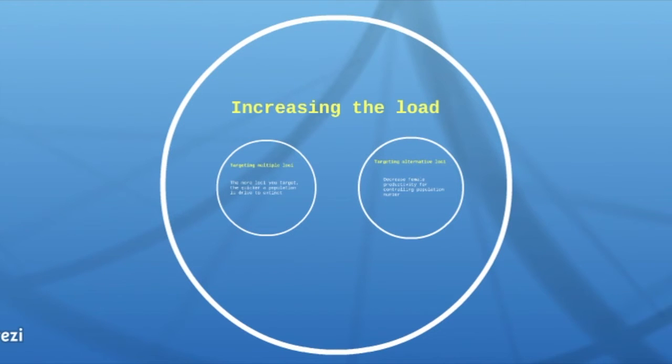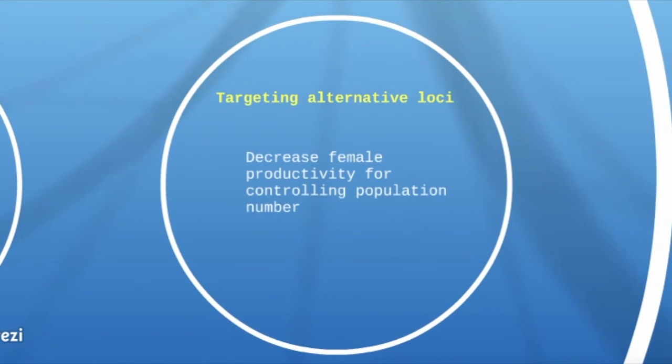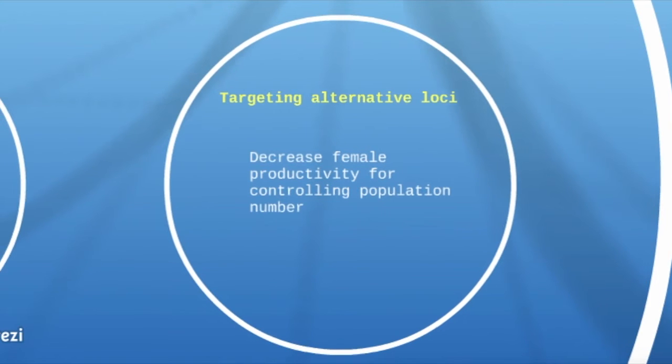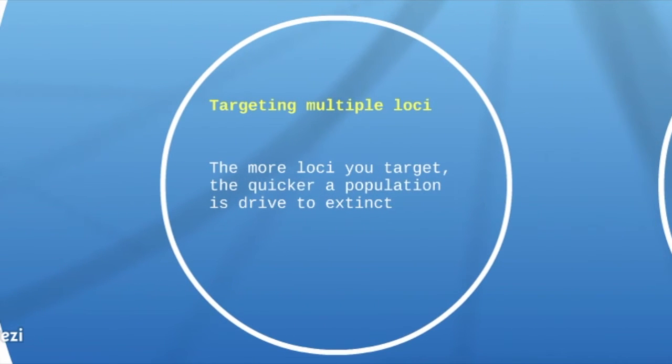For many species, one might want to control the number. In that case, it has to be taken into account that the rate of population growth is determined more by female productivity than male. For that reason, when targeting alternative loci, a possible target gene will be one that, when knocked out, kills only females. On the other hand, we can also target multiple loci simultaneously. By statistics, the more loci you target, the quicker the population is driven to extinction.